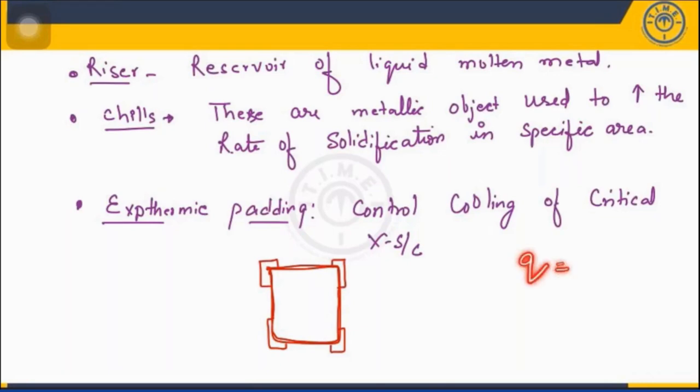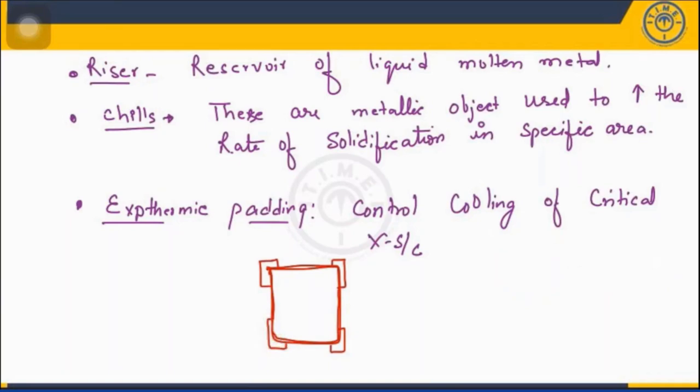Because you know that the rate of heat transfer through convection is hAΔT. When the surface area is more, the heat will transfer at a faster rate. But here the area is not proper, that means it is not exposed to the atmosphere. What will you do? You will use the exothermic padding.